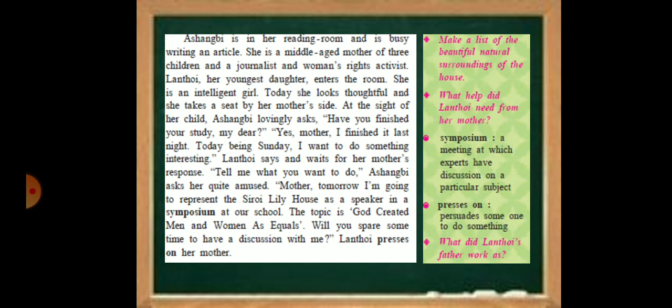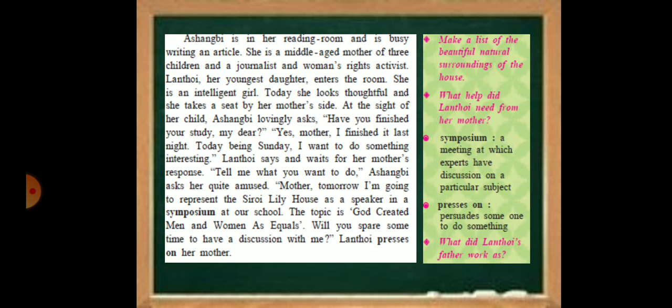What is a journalist? A person who writes for newspapers and magazines. And what is an activist? Activist is a person who campaigns for some social or political change. So she wants to bring about change in the society for the women's rights. She wants women to have equal rights in the society. So for that, she is campaigning.